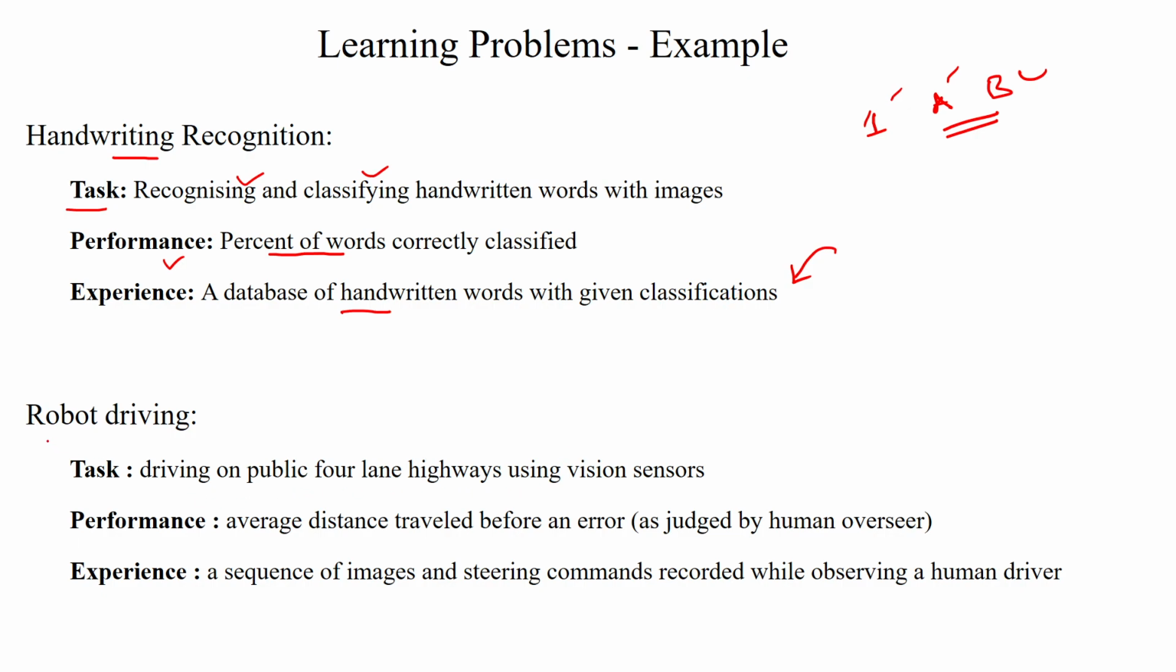And also the robot driving, the task is driving the car or vehicle in the public four-lane highways with vision sensors. The performance is average distance traveled or driven by the robot before an error. That means if there is any mistakes happened while driving, the experience is sequence of images and steering commands has to be recorded in the system while observing a human driver. So human driver experience is given in the form of data set to train the robot based system.